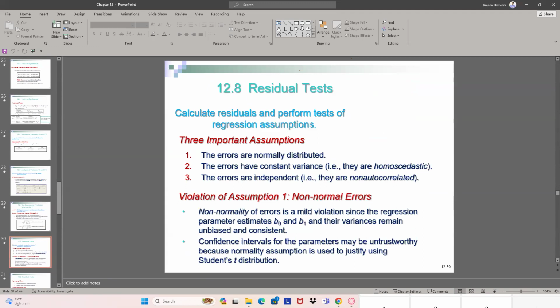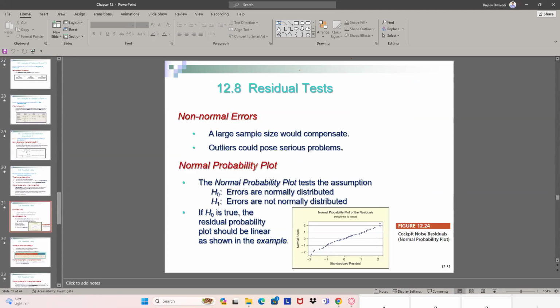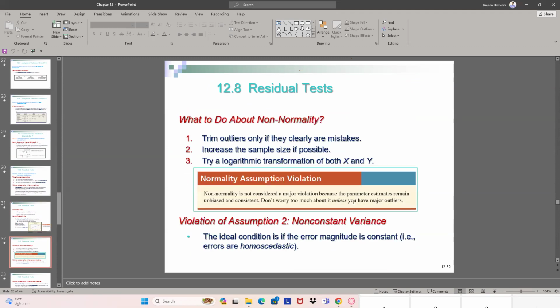Now, the residual test, like I said: the residuals, or errors, are normally distributed. So whatever the errors are based on each observation, are they normally distributed or not? Basically, in the residual test, the null hypothesis is that errors are normally distributed, and the alternative is that they are not. So we are going to look into that.